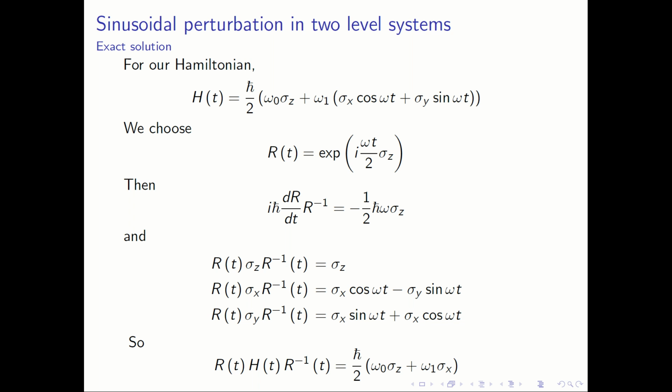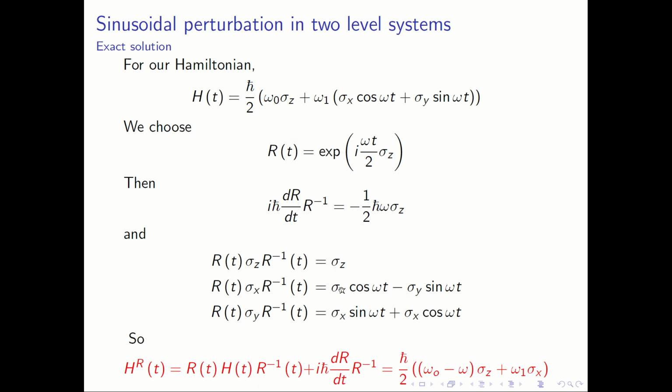You will end up with R(t) H(t) R inverse(t) being simply h cross by 2 omega_0 sigma z. This term of course doesn't change under R inverse, but the other term simplifies a lot and becomes just omega_1 sigma x. So something which is a constant, the time dependence has been cancelled as expected. Of course, this is not the full Hamiltonian H_R. For the full Hamiltonian, you need an additional i h cross dR/dt R inverse term, which is minus half h cross omega sigma z. So you end up with h cross by 2 times omega_0 minus omega sigma z plus omega_1 sigma x.